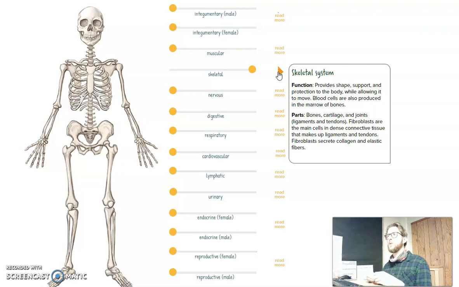And in those hollow, empty spaces, there's stuff called marrow, and there's red and yellow bone marrow, and red bone marrow makes red blood cells, and yellow bone marrow makes white blood cells, and some other stuff as well. But so your bones are actually where new blood is made, and that's something that you may not think about. Skeletal system.